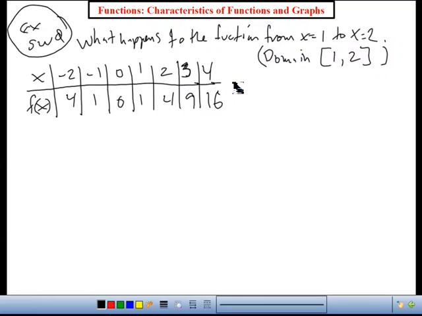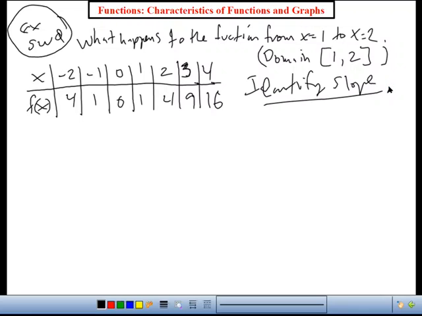So for example Star Wars Q, it says, what happens to the function from x equals 1 to x equals 2, or from domain bracket 1, comma 2, bracket. All right. So what they're asking us basically is to identify the slope. They want us to identify the slope.